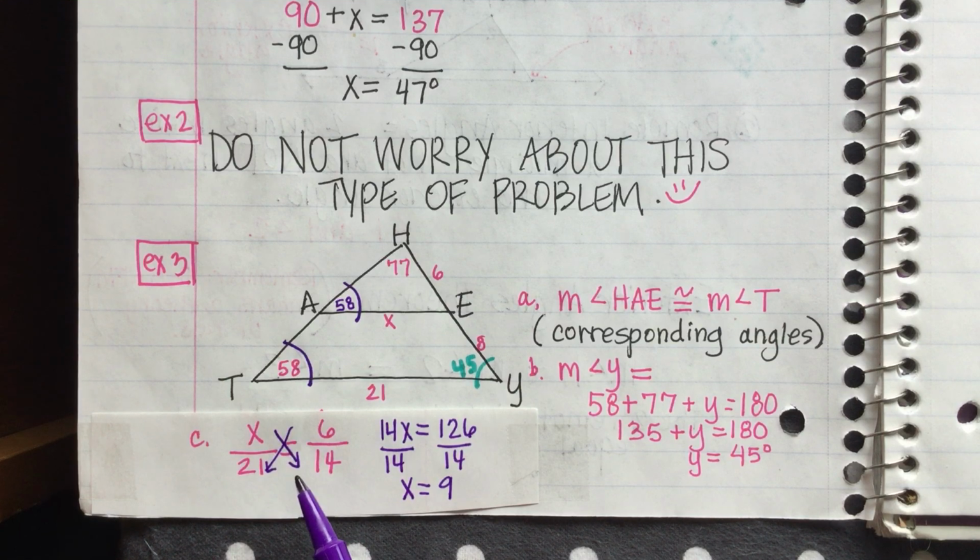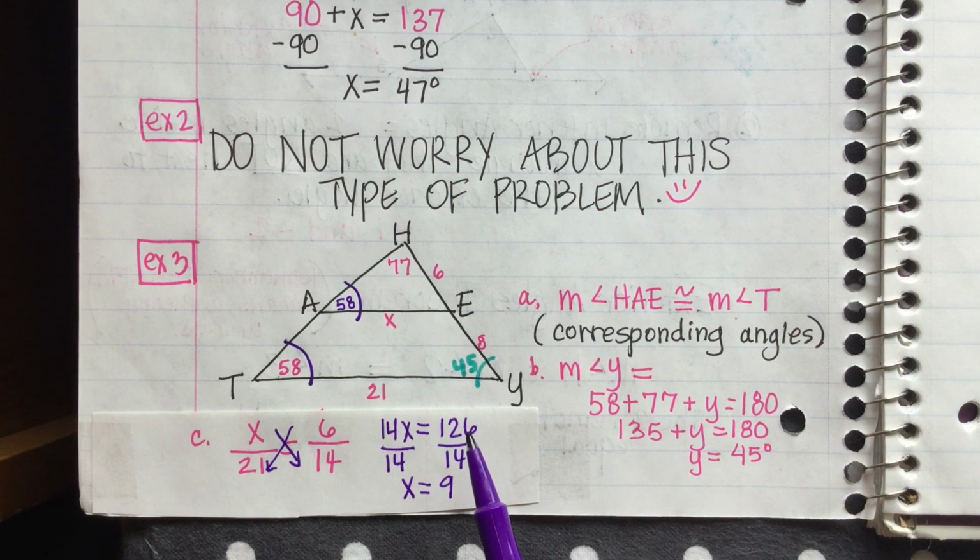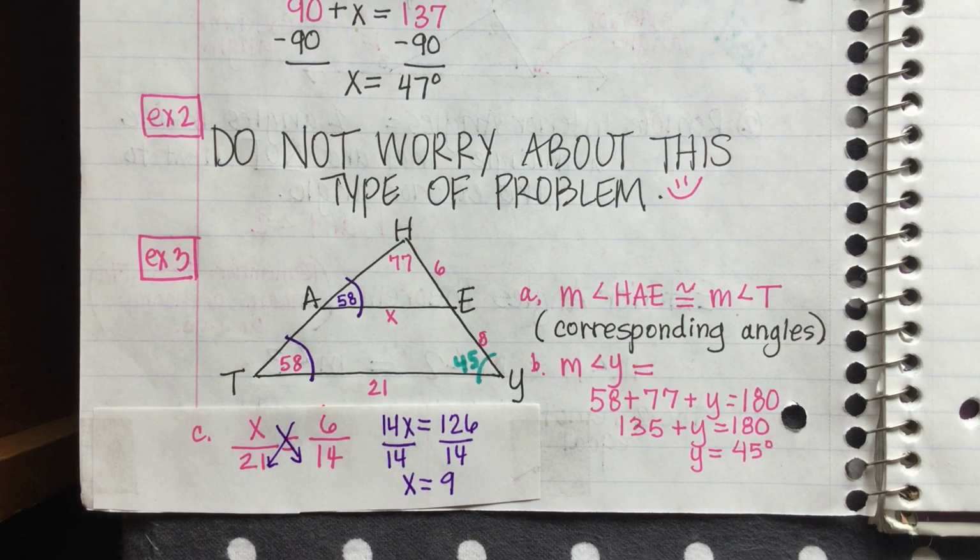Once I've set up that proportion, I'm going to cross multiply. X times 14 gives me 14x. 21 times 6 is 126. Divide by 14, and x is 9.